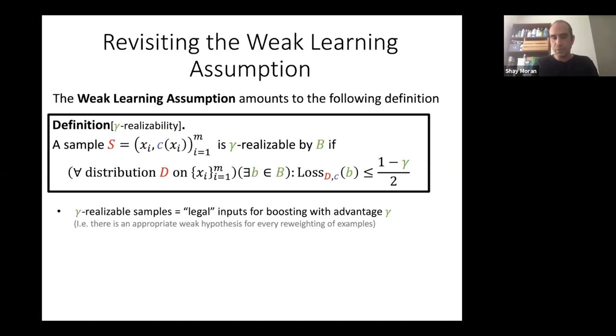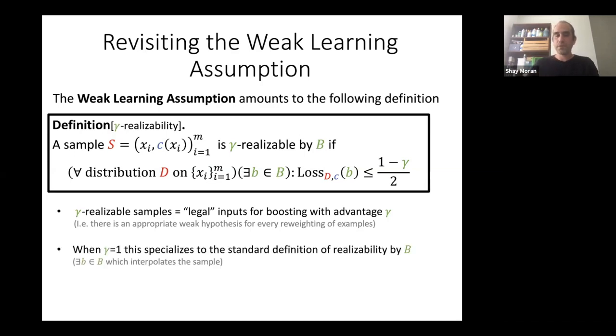What does it mean? It means that for every distribution, every way we reweight the input sample, there will be an appropriate weak hypothesis in the class which achieves the desired correlation, the desired loss, (1 minus gamma) over 2. Now notice that when gamma equals one, this specializes to the standard definition of realizability. So there exists a hypothesis in the class which interpolates the sample, which agrees with it everywhere.